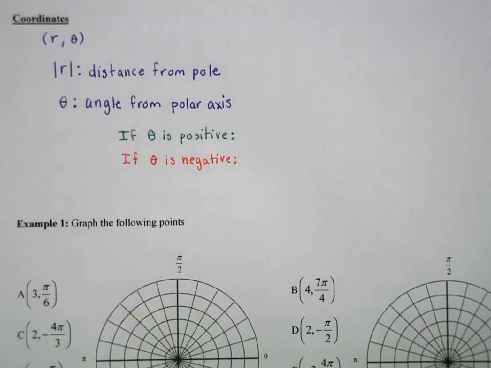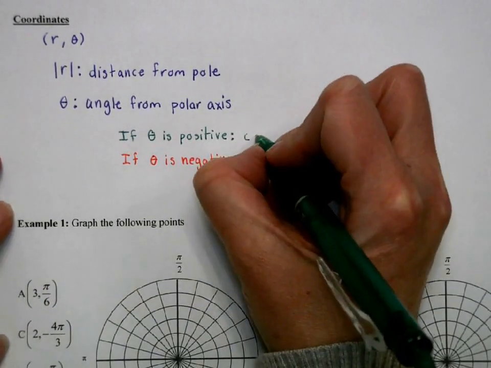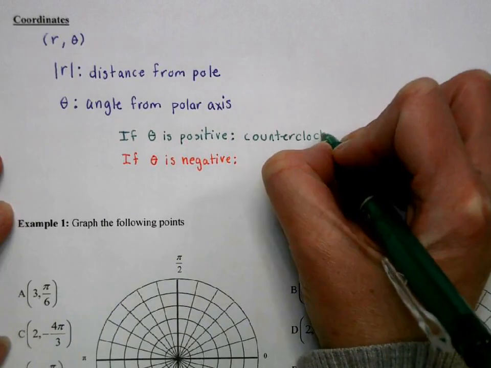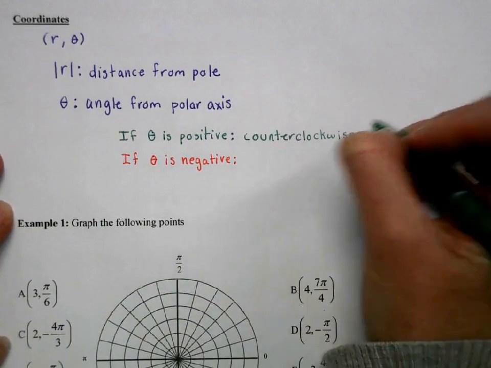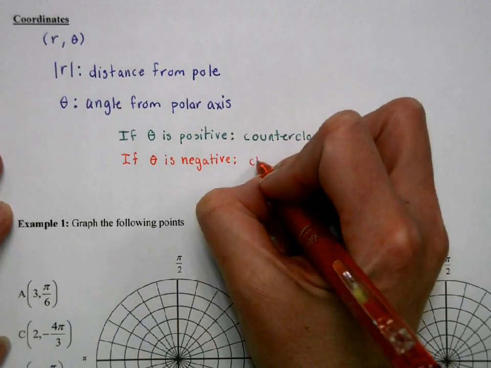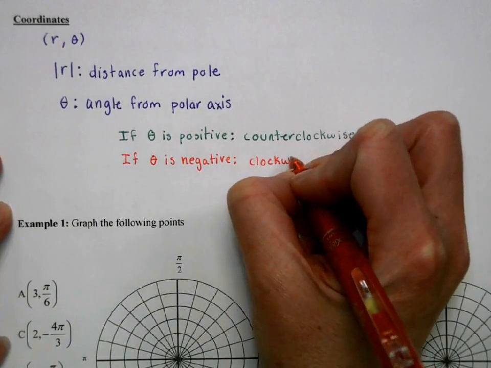Now, just like when we're dealing with our unit circle and those types of angles, if our theta is positive, we measure going counterclockwise from the polar axis. And if our theta is negative, we measure our angles going clockwise from the polar axis.